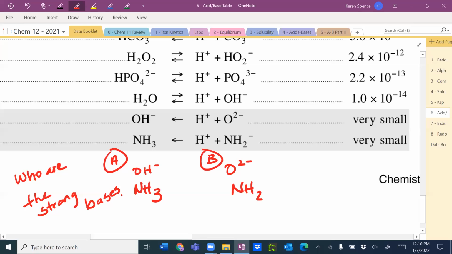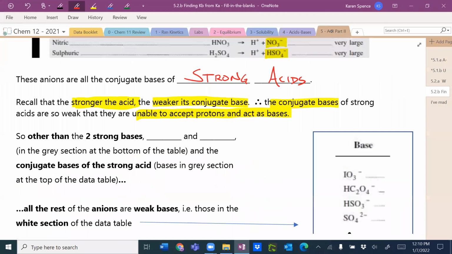Yes, option B. These guys are just too weak to act as acids. They are conjugate acids, but they are too weak to act as acids. Okay, excellent. So back to here. So other than our two strong bases, which are NH2- and O2-, they are in the gray section at the bottom of the table.